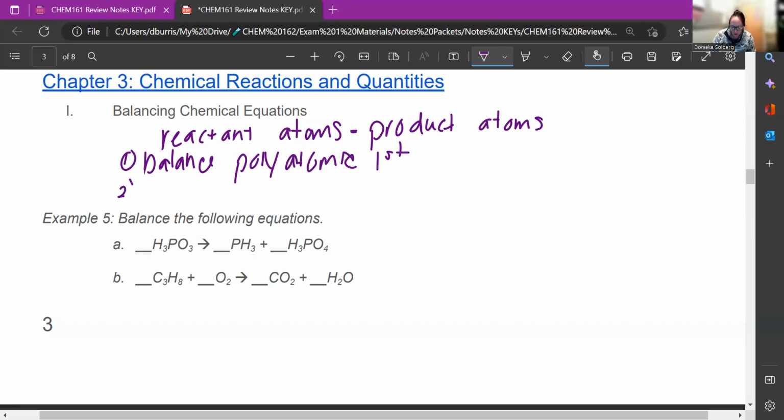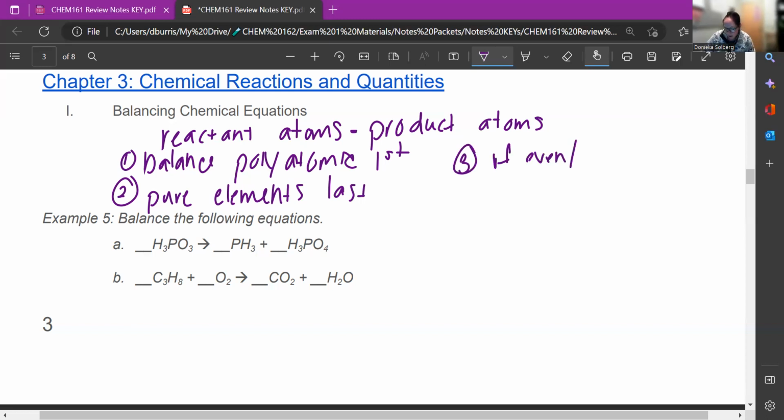I also recommend doing pure elements last, like oxygen. And if you end up with an even-odd situation, like 2 on one side and 3 on the other, then I would just double everything and then go back and rebalance, or double the large molecule and then go back and rebalance. Because it's probably going to be a 2 and a 3, and you'll need to bring it up to 6 or something along those lines.